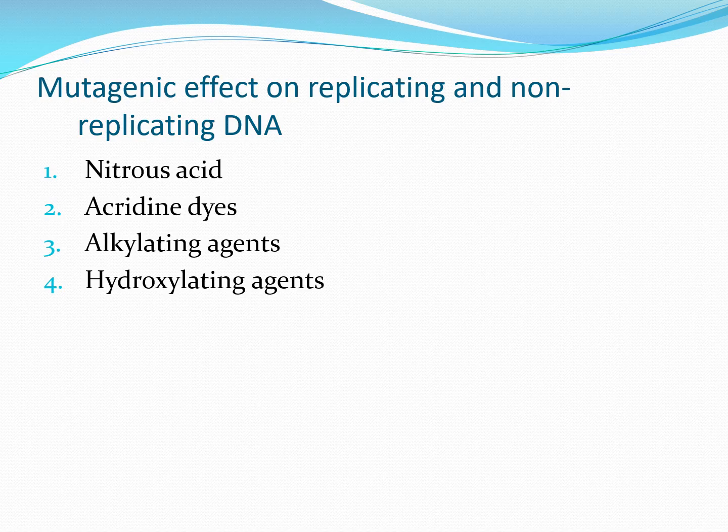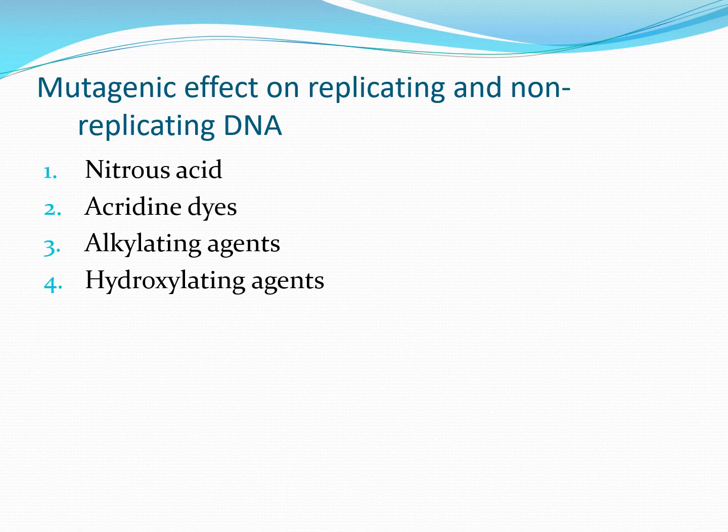Third, alkylating agents like EMS. They add alkyl groups to bases. They do damage both replicating and non-replicating DNA, but the mutation rate is much higher during replication because error-prone repair or mispairing leads to fixed changes. On non-replicating DNA, lesions remain but are not yet converted into mutations.